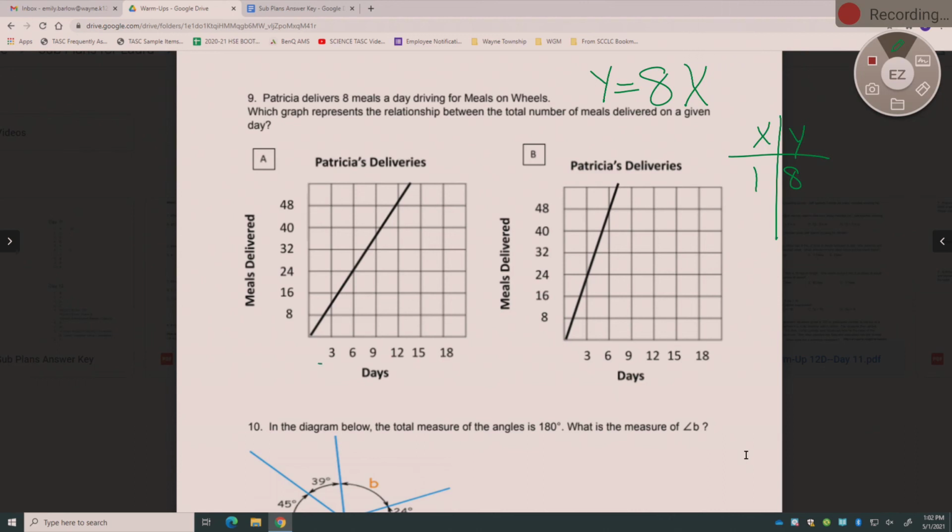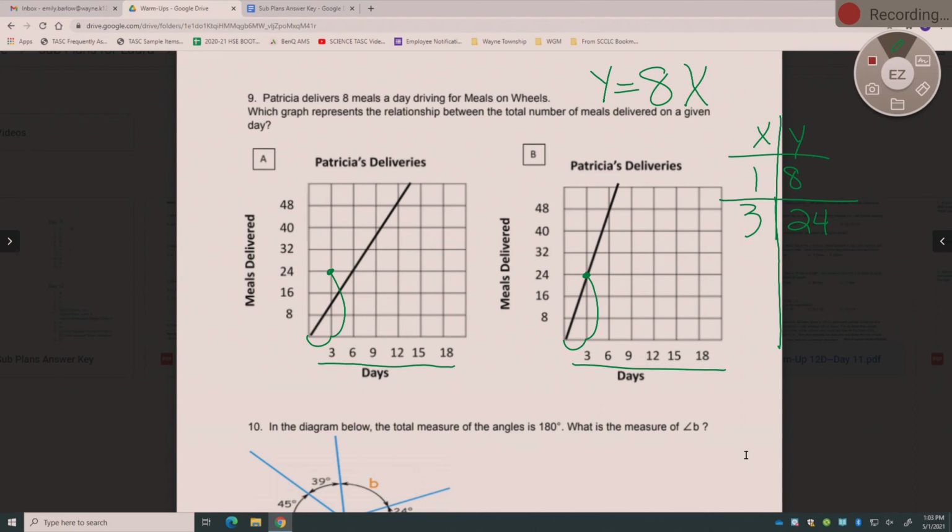Because 8 times x, if I let x be 1, 8 times 1 is 8. But if I look at the days that they give me down here, it's much easier to make x be the values of the days they give me. So let's go to 3. If x equals 3, then y equals 8 times 3, which is 24. So at 3, 24, I want to be on the line. Well, on this one, at 3, 24, I am not on the line. On this one, at 3, 24, I am. So B is looking pretty good.